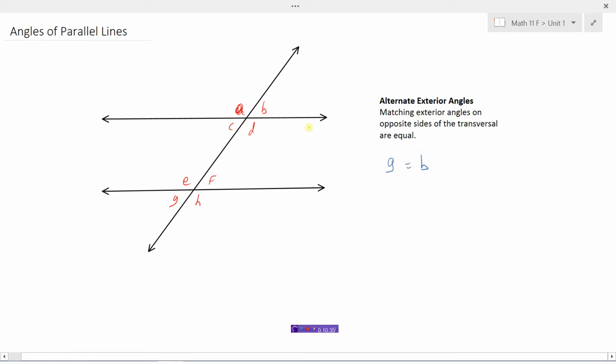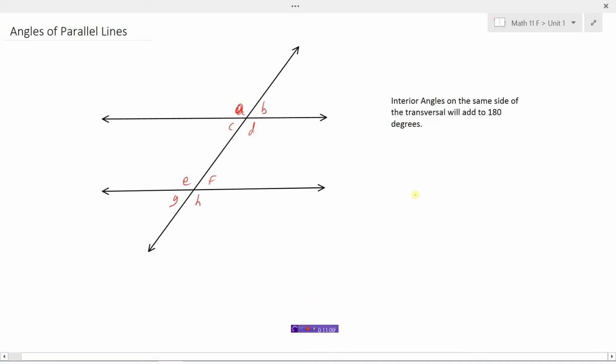And we have another one over here, A and H. They are exterior angles, A and H, on opposite sides of the transversal. Keep in mind these only work if these are parallel lines. So we're only talking about parallel lines. If that's the case, then these angles would be equal. So alternate exterior angles, matching exterior angles on the opposite sides of the transversal, are equal. We'll look at one more.